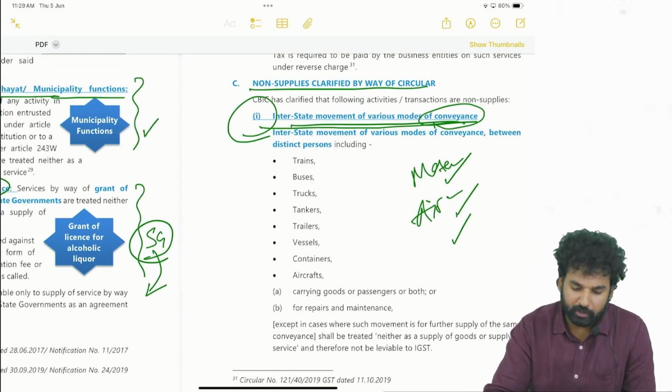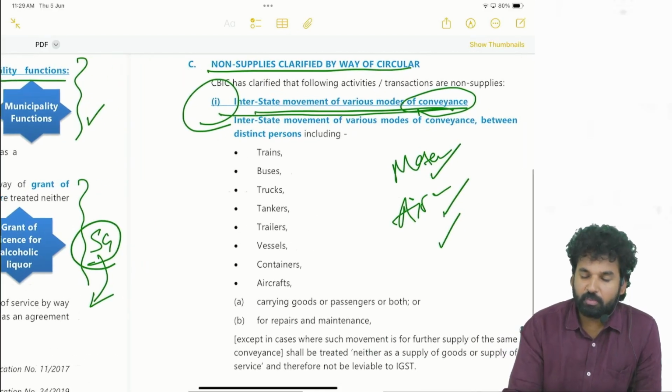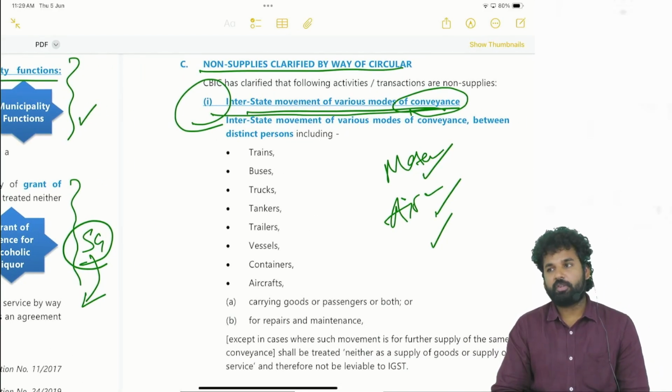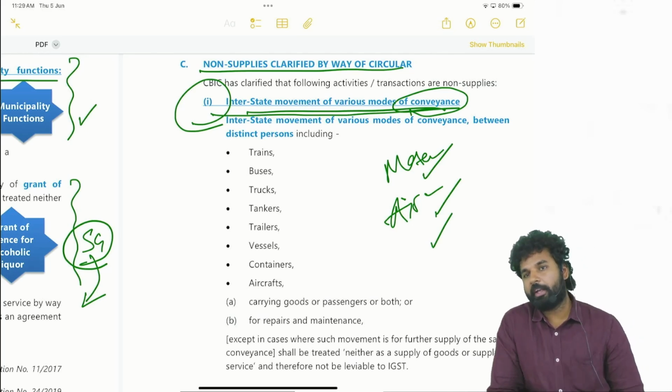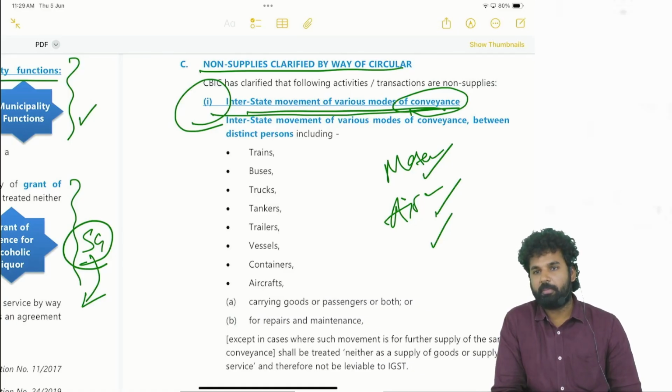Here they are telling that whenever there is a movement of conveyance between distinct persons, first of all, what is a distinct person? Two different business premises in different states of an entity having the same PAN. Even in the same state, if they have different branches registered separately for each branch, those two branches are also distinct persons only. So, movement of conveyance between distinct persons. That means a travels bus is there.